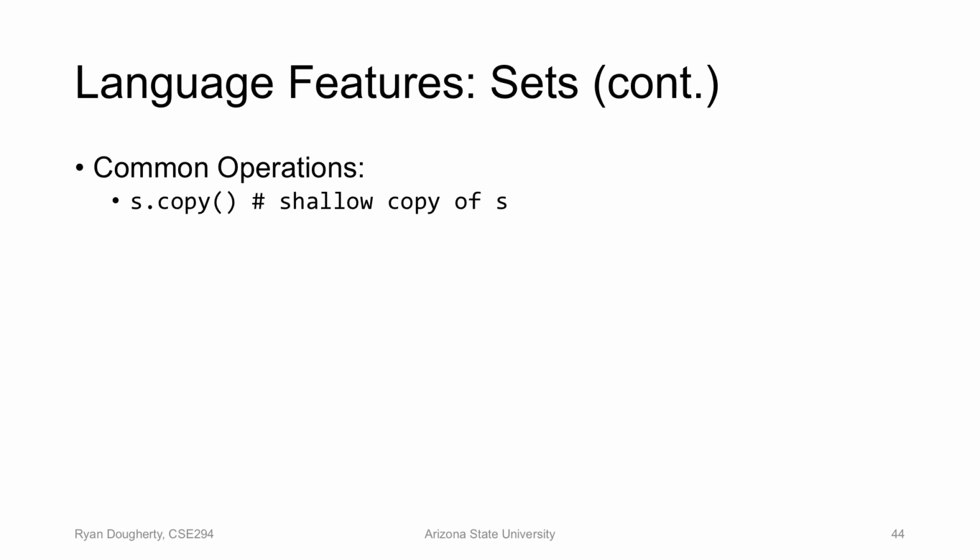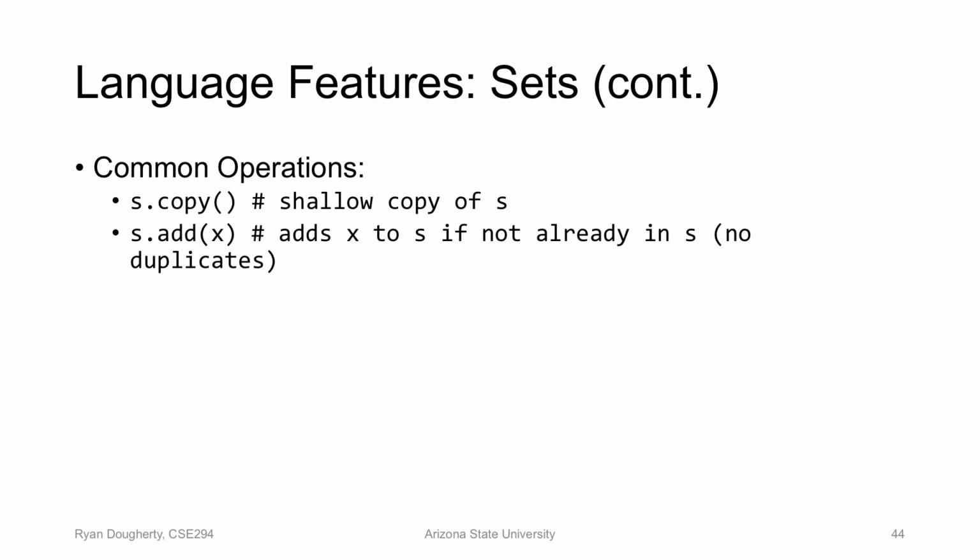Some other ones: a shallow copy of S, which we know now is a deep copy. S.add(x): the way to add things to a set is calling the .add function and passing in the element that you want to add. If it's not already in S, it adds it to S. If it already is in S, then it basically does nothing, because it can't have duplicates.